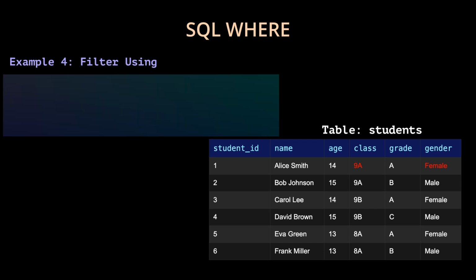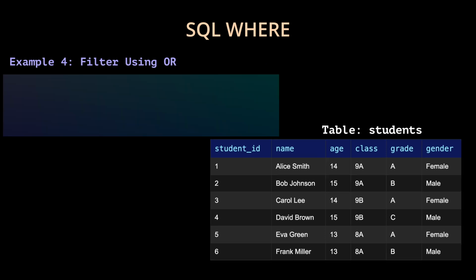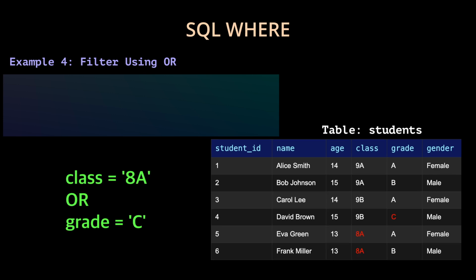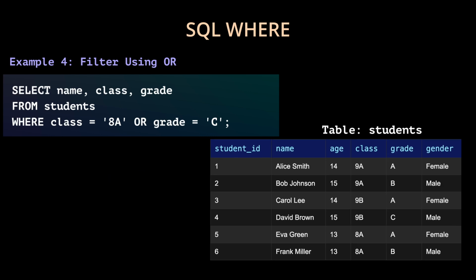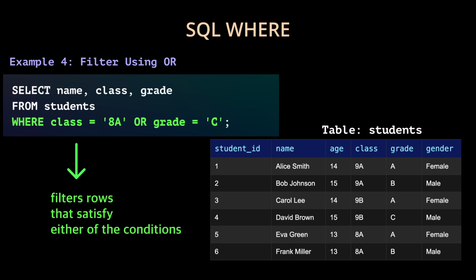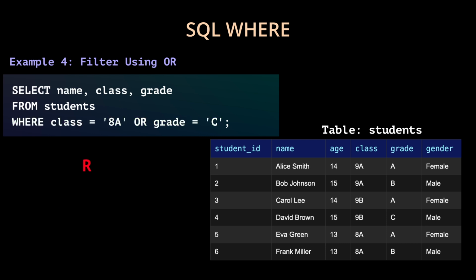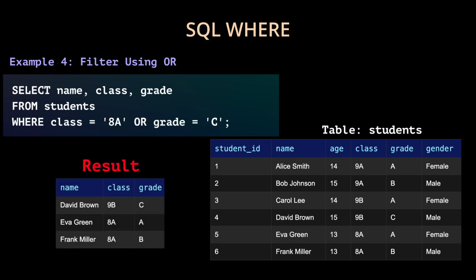Example 4. Filter using OR. Let's find all students who are either in class 8A or have a grade of C. Here's the query. SELECT name, class, grade FROM students WHERE class = '8A' OR grade = 'C'. WHERE class = '8A' OR grade = 'C' filters rows that satisfy either of the conditions. This result includes students who are in class 8A or have a grade of C.